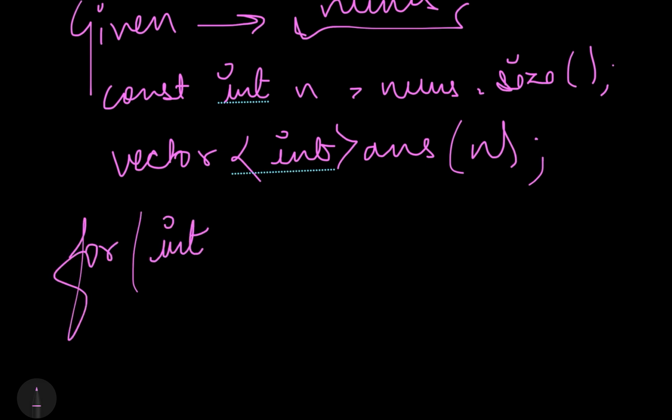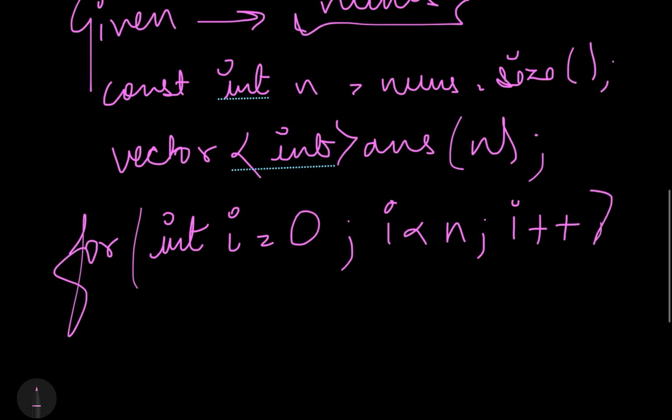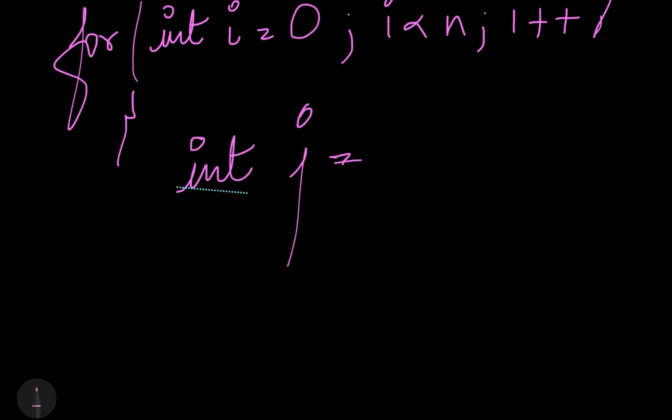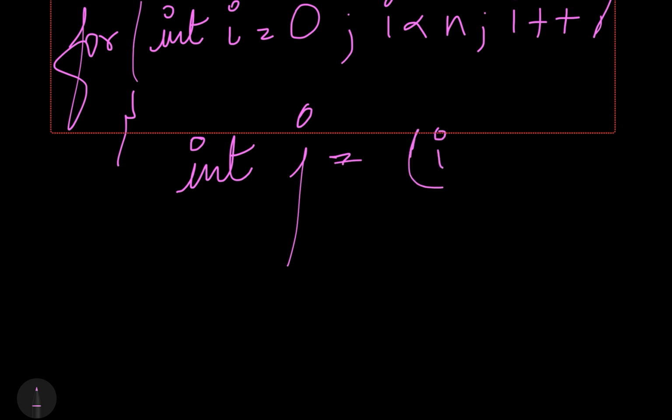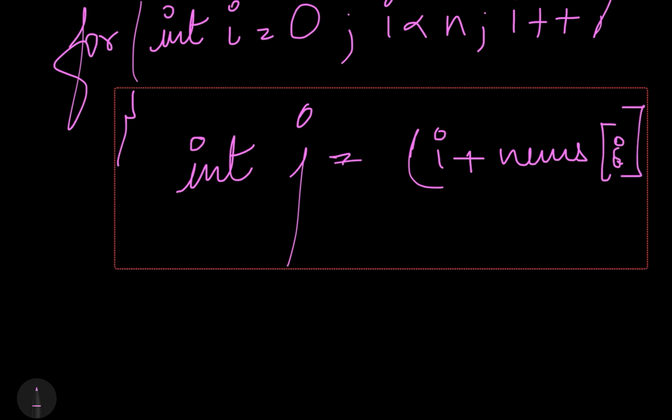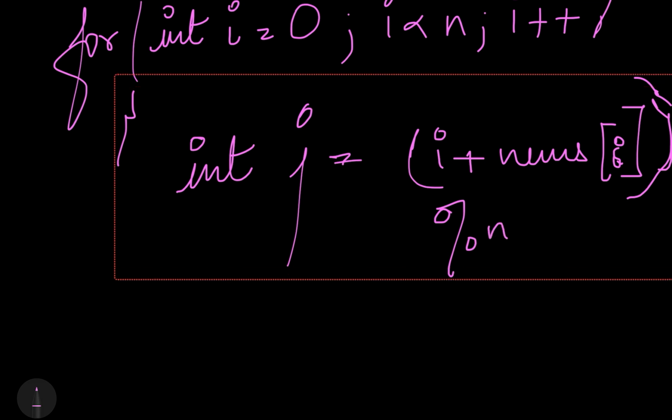Then we'll iterate through the nums array, i equal to 0, i less than n, i plus plus. And what we'll do, we'll define the index for which we'll have the operation, which is i plus nums of i. Whatever the value, we'll move that value forward. If it would be minus, then it will go to the left side, and simply we'll do mod of n.